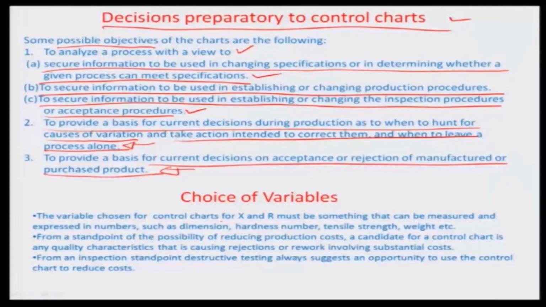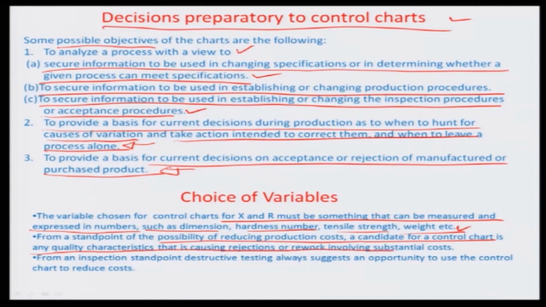So, regarding the choice of variables, the variable chosen for control charts for X bar and R must be something that can be measured or expressed in numbers. It could be dimensions, it could be a hardness number, some tensile strength parameter, some weight. These are all numbered quantities, as you can see. These are physical quantities which you can really measure. And from the standpoint of the possibility of reducing production costs, a candidate for a control chart is any quality characteristic that is causing rejection or rework involving substantial cost. So, that decision making is really your business.